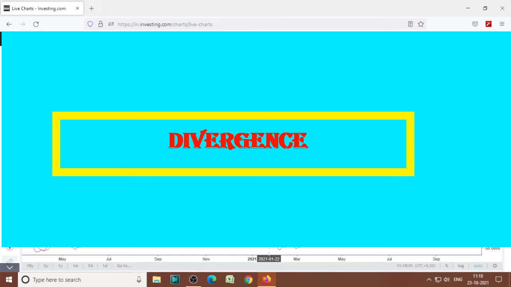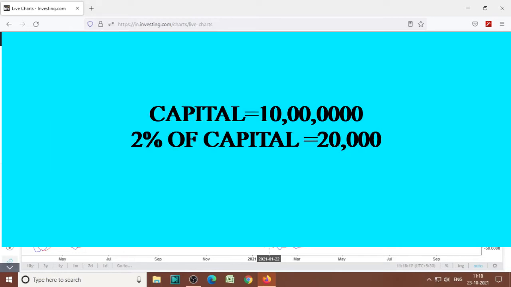Now let's go to our second point, which is money management. In money management we will only use 2% of our overall capital. Let's say you have 10 lakh of capital, so we will only use 2% of this capital, which means 20,000 rupees.